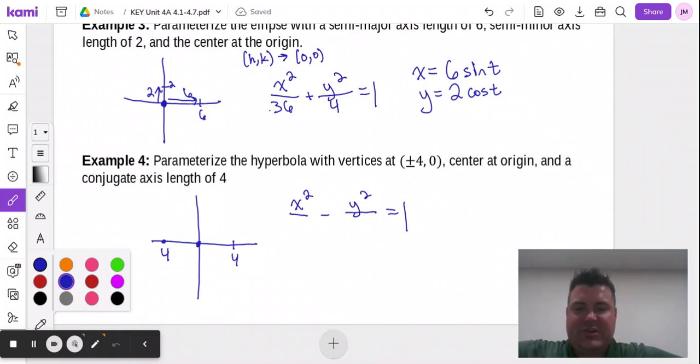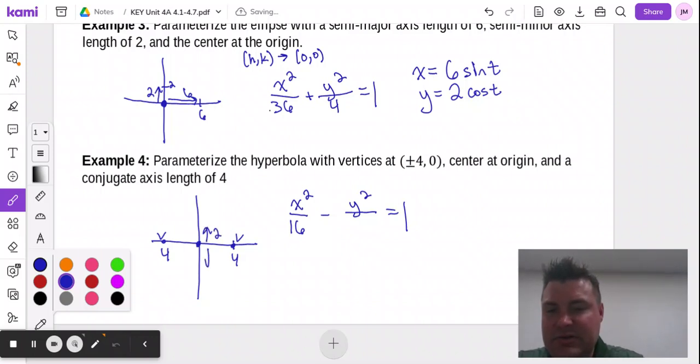Equals 1. So in the x direction, we're going out 4, so that's going to be 16 because those are vertices. I know that this is going to be horizontal. And then the conjugate axis length represents the co-vertices, the length from the co-vertices here, even though we don't technically have co-vertices because the hyperbola does not touch them. That's the mental thinking of that. So the conjugate axis length is 4. That means we're going up and down 2 in this direction. So that's going to be a 4 right there.